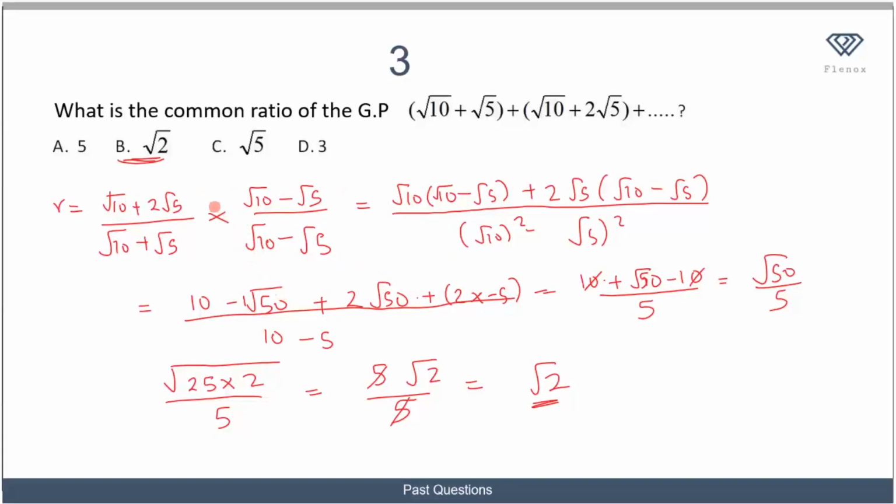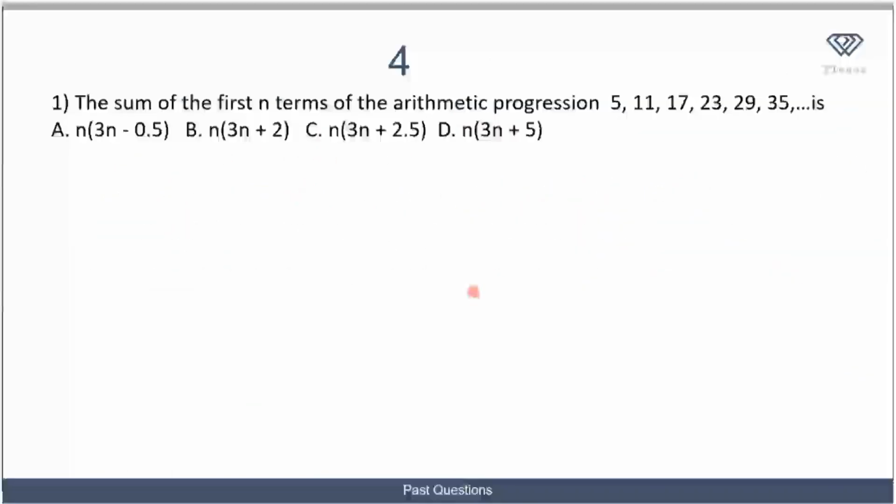So if you don't know how to rationalize surds, I would suggest again that you go to the module on rationalization of surds and try to learn how to do it. Then once you're able to do it, you get your common ratio to be equal to the square root of 2. So this again shows how concepts in mathematics are related, and it pays to know most of them or all of them if possible. Now let's move on to the next question.